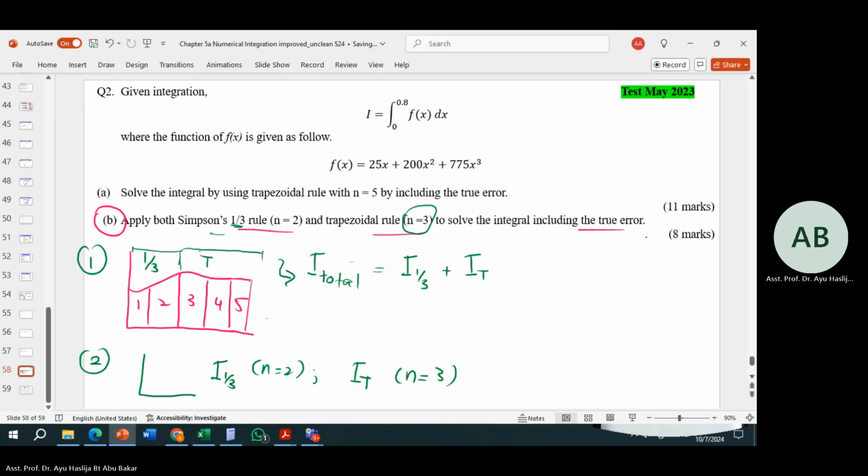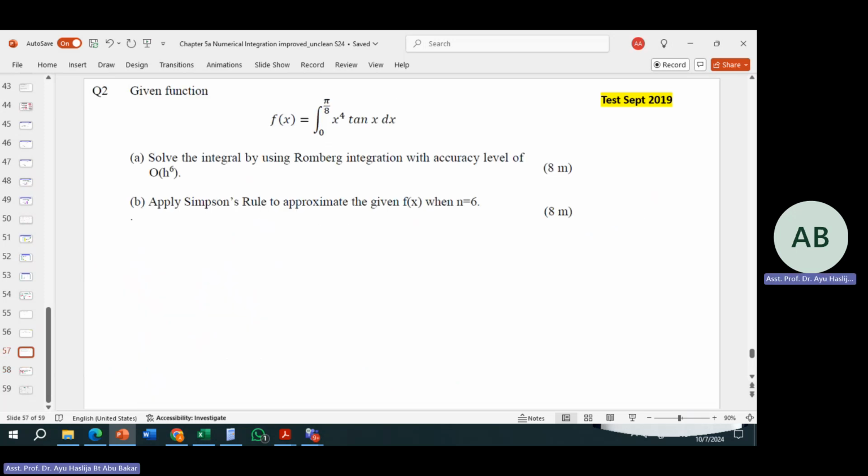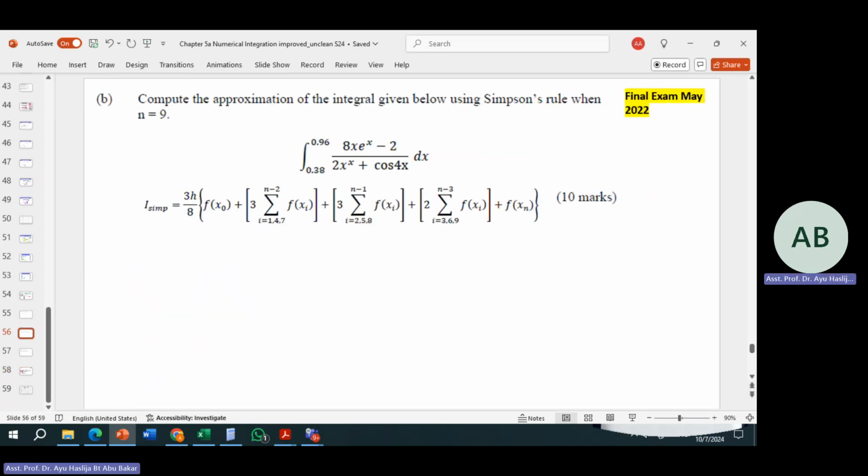Okay, so we are done with integration. Trapezoid, Simpson 1/3, Simpson 3/8. All of you must know single and multiple application. Okay, wait, another one.